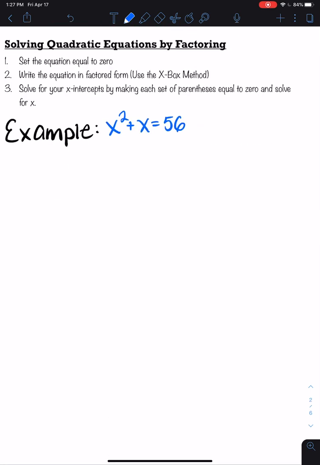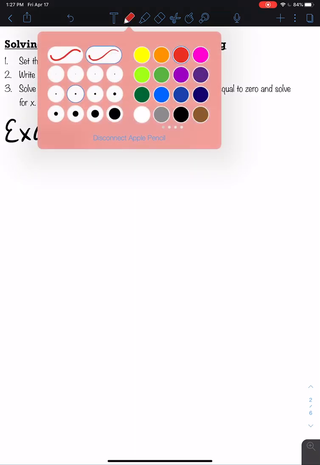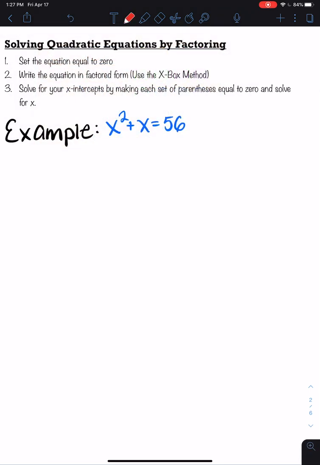Now if I look at this one, the steps are exactly the same. I need to start off by making sure that my equation is set equal to 0. However, for this one, my equation is equal to 56. I need it to equal 0 in order to do this properly. So I have to begin by subtracting 56 from both sides to cancel this out and make it equal to 0. So that would give me x squared plus x minus 56 equals 0.